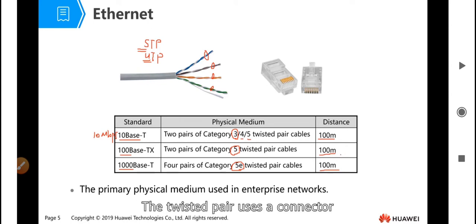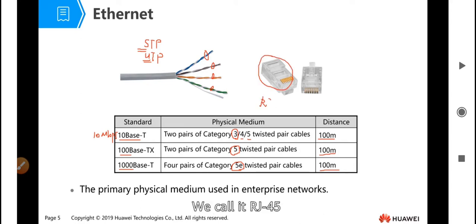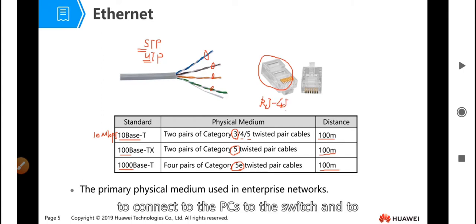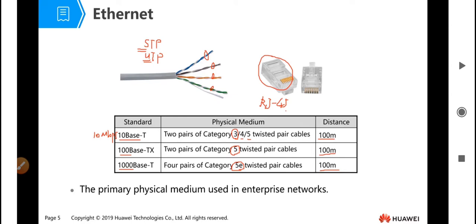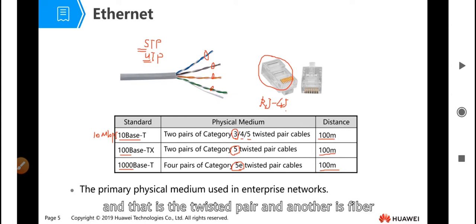The twisted pair uses a connector we call RJ45. We use this connector to connect PCs, switches, and any device connected to the network. And this is the twisted pair.